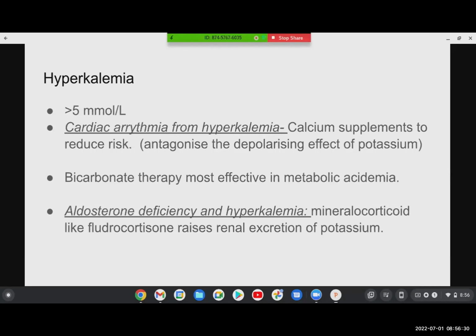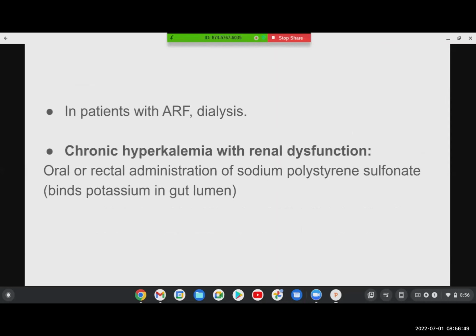When aldosterone deficiency and hyperkalemia are associated together, a mineralocorticoid like fludrocortisone raises the renal excretion of potassium, since aldosterone deficiency prevents the excretion of potassium. In patients with acute renal failure, dialysis is the only option to correct the potassium level. In patients with hyperkalemia with renal dysfunction, oral or rectal administration of sodium polystyrene sulfonate is used since it binds potassium in the gut lumen, thus preventing hyperkalemia in blood.